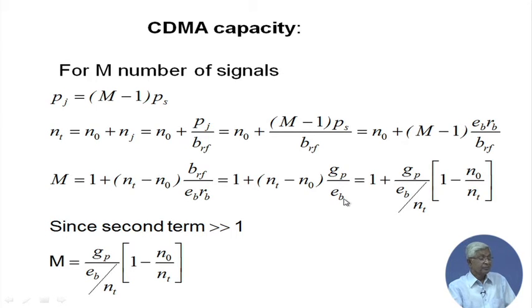Now, if I take it out in terms of EB by NT, NT is taken out from inside. So it becomes 1 plus GP by EB by NT, 1 minus N0 by NT. Since this second term is much larger than 1, depending on the size, you can neglect the 1. So m is GP by EB by NT, 1 minus N0 by NT. That is the total number of signals that can be transmitted, assuming all of them are transmitting at PS, bit rates are same, and all other assumptions are valid.